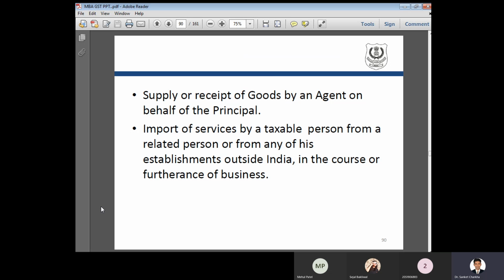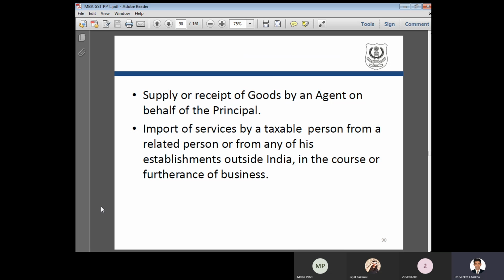Supply or receipt of goods by an agent on behalf of the principal. So it can be called a supply if it has been done either by the agent or by the principal, or if it is done by the agent on behalf of the principal. Whosoever is acting on the particular business transaction, that activity will be called a supply, whether it is an agent, a principal, or both of them. In this way, the receipt or payment of goods or the supply of goods is applicable in terms of agent or principal.